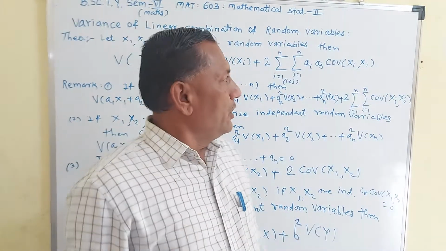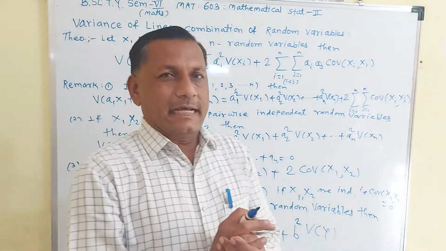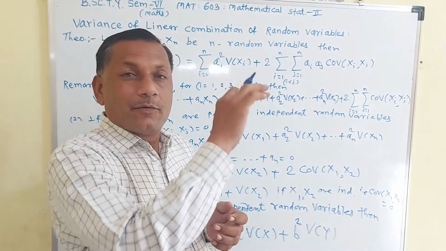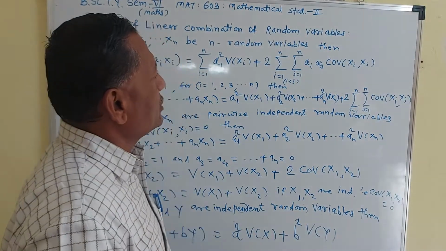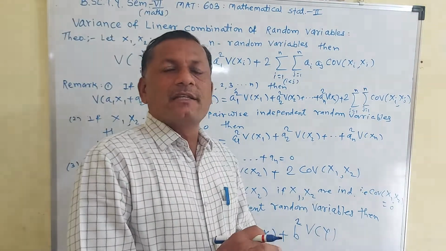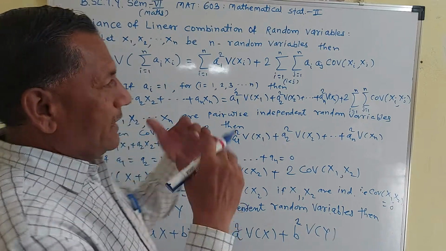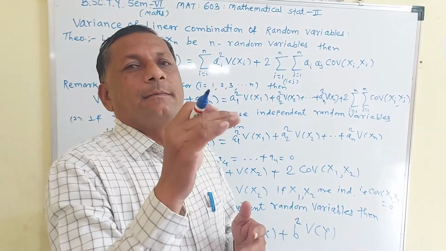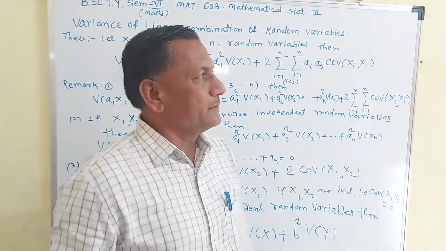Hello students, you know the variance of a random variable X. That is, if X is any random variable, then variance of X is equal to expectation of (X minus E of X) square. And if a and b are any constants, then variance of aX plus b is equal to a square into variance of X. We have seen that.